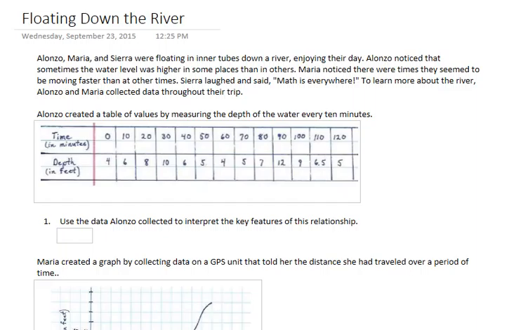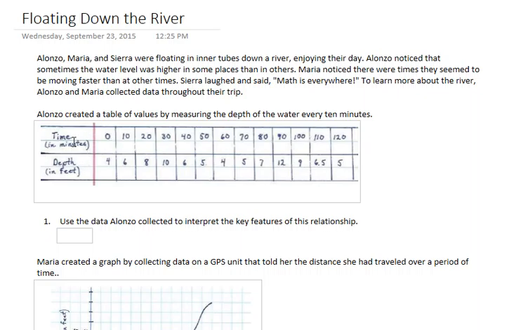We've got three friends, Alonzo, Maria, and Sierra, and they're floating on inner tubes down a river. Alonzo notices that sometimes the water level was higher in some places than in others. Maria noticed that there were times they seemed to be moving faster than at other times. So they decide that they are going to collect data throughout their trip down the river.